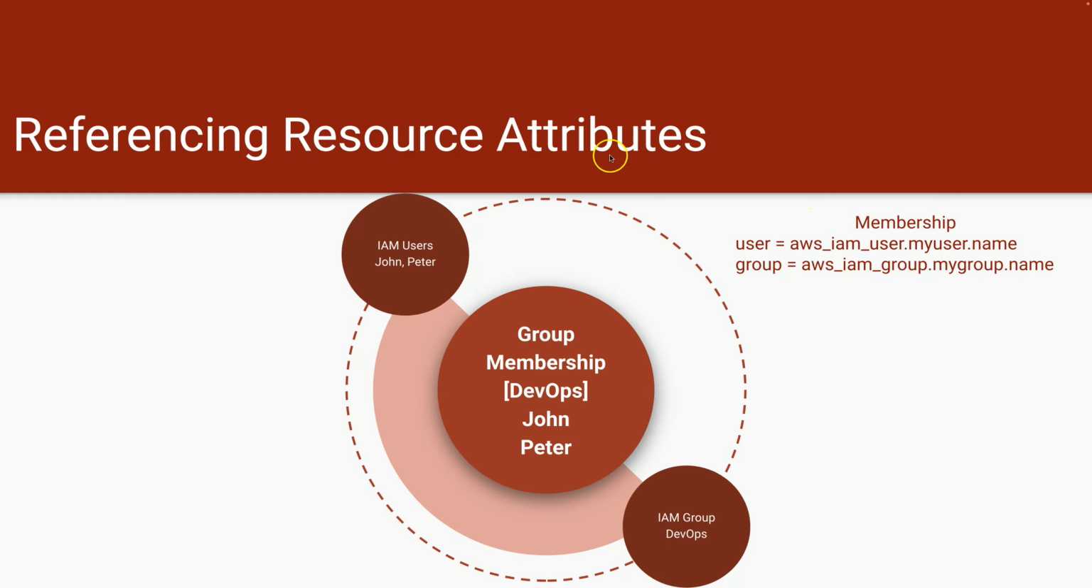How? So for example, this is a relationship between an IAM user and an IAM group. Let's say a group called DevOps, and I have two users called John and Peter. I want to somehow combine these to make a relationship between these two. And that relationship could be called a group membership. Okay. So what will be the relationship between a group and user? The DevOps group has two users, John and Peter. So this defines the membership.